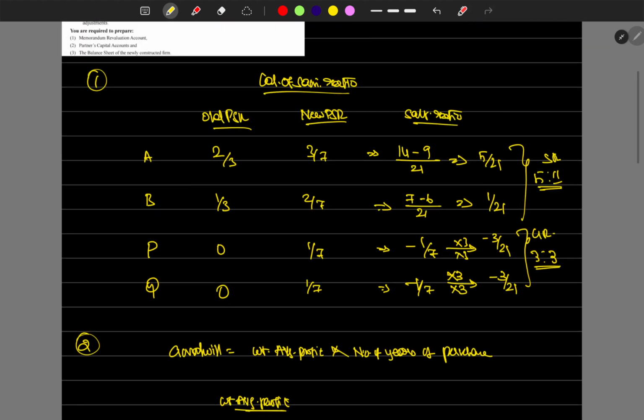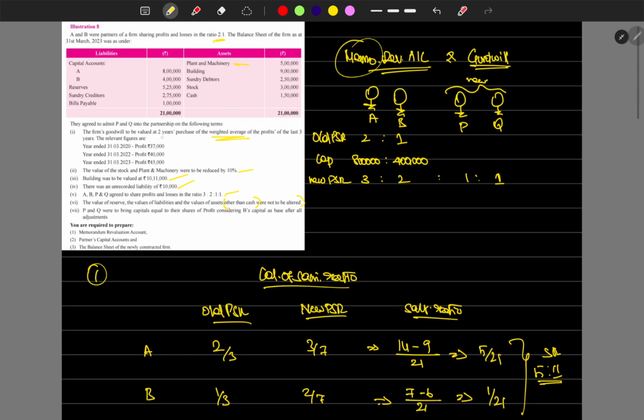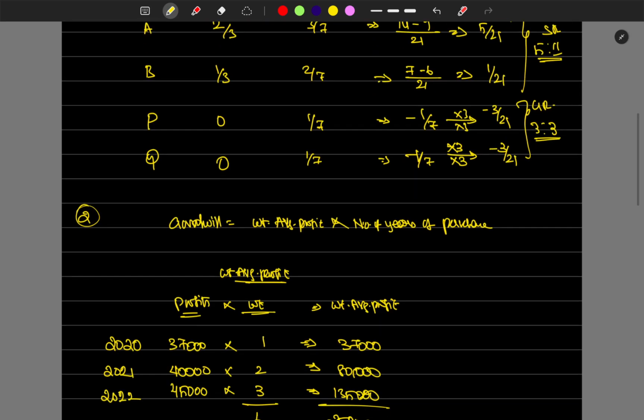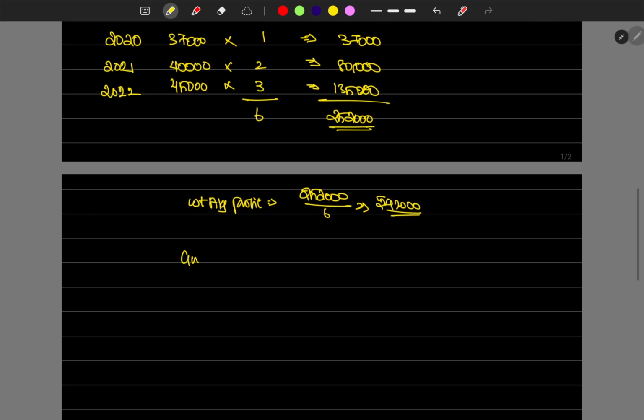Okay, what's the number of years of purchase? Number of years of purchase is 2 years. Okay, number of years of purchase is 2 years. So goodwill is equal to 42,000 into 2 years of purchase, right? So 84,000 is the goodwill.